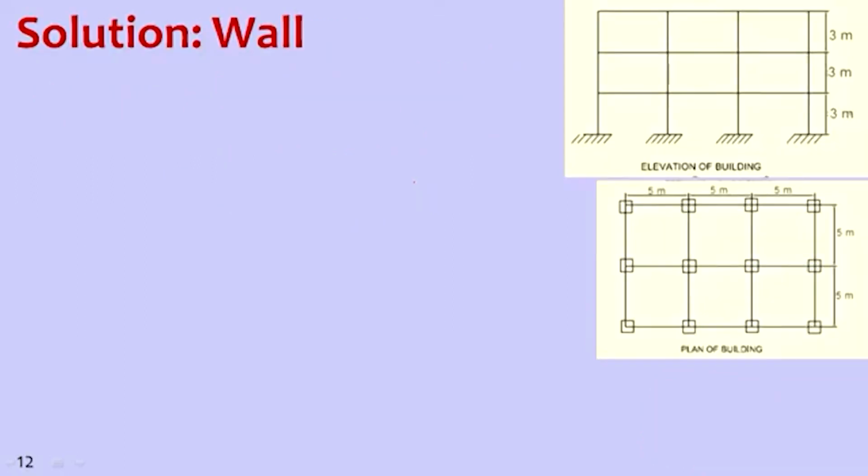Now similarly for wall. Here we have two types of wall, interior and exterior, as well as parapet. Interior and exterior can be clubbed as one because they have the same thickness, but the height of exterior and interior wall and the height of parapet wall are different. So we will calculate the mass of these two walls separately. Let us calculate the mass of all exterior and interior walls.